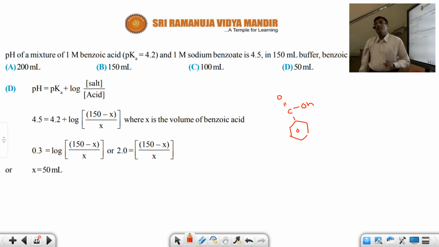Organic acids and bases are weak. That is a thumb rule. All organic acids and bases are weak. It is a thumb rule.